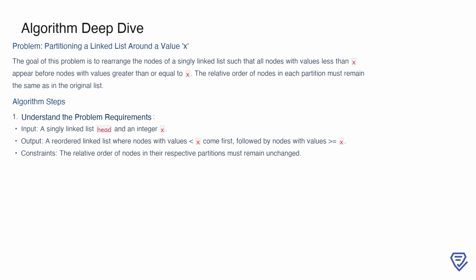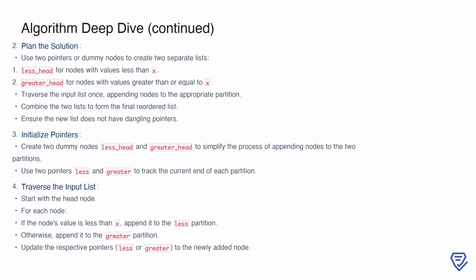To solve this, we can use two pointers or dummy nodes to create two separate partitions, one for nodes with values less than x and another for nodes with values greater than or equal to x. As we traverse the input list, we append each node to the appropriate partition. After processing all nodes, we combine these two partitions into a single reordered linked list.